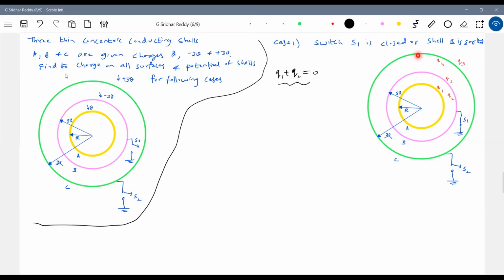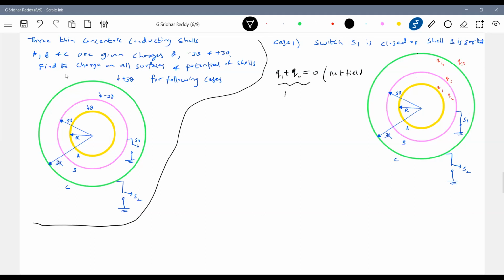Similarly, I'm asking you to make shell C a little bit thick and draw the Gaussian surface. So the point P lies now inside the material. So the net field here should be 0 inside the conductor. 0 means net flux should be 0. Net flux 0 means net charge enclosed is 0. So Q4 plus Q3 plus Q1 plus Q2 should be 0. So what is the equation we can write?